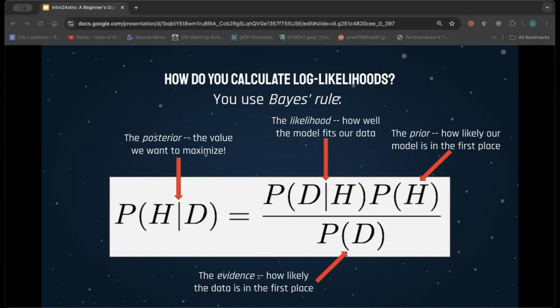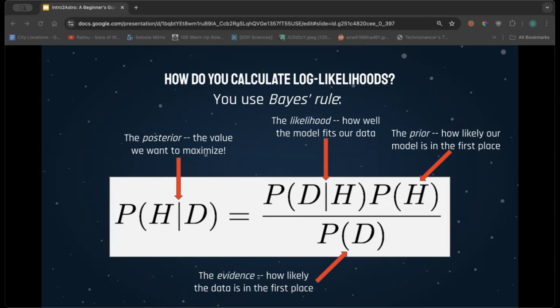This value over here, the probability of H given D, so the probability of our model being the true model given our data, is called the posterior. The posterior is essentially the likelihood of your model being the correct model, given the data we have, or the likelihood that your parameters are correct, given the data you have. This is a value that we want to maximize in our fits. If we can find the parameters that have the best posterior, then that is the best model. Make sense?